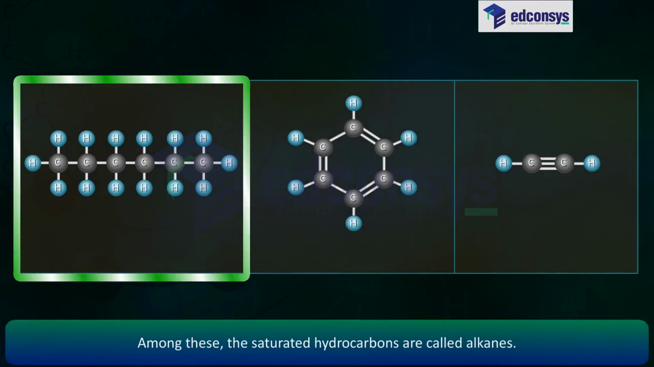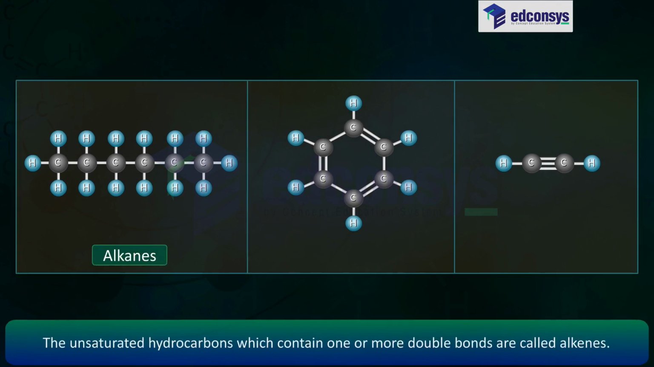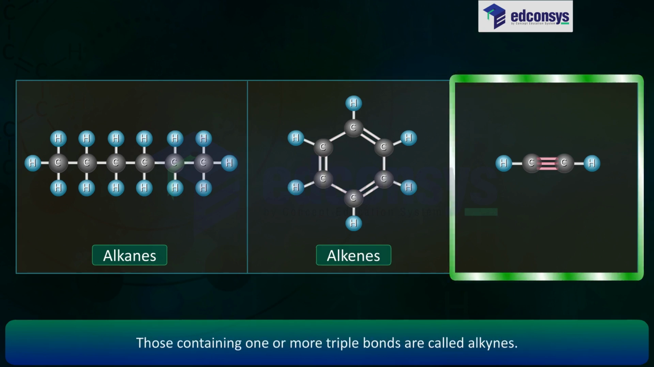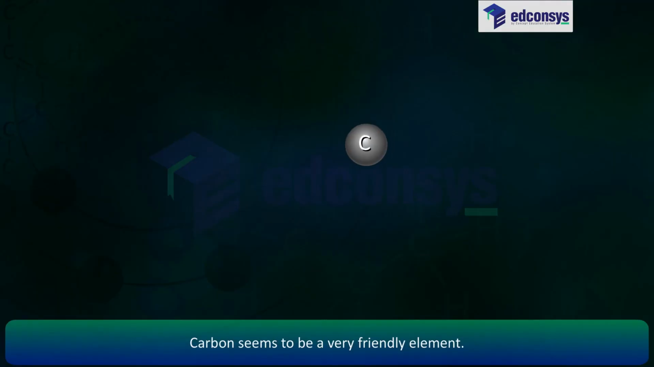Among these, the saturated hydrocarbons are called alkanes. The unsaturated hydrocarbons which contain one or more double bonds are called alkenes. Those containing one or more triple bonds are called alkynes. Carbon seems to be a very friendly element.